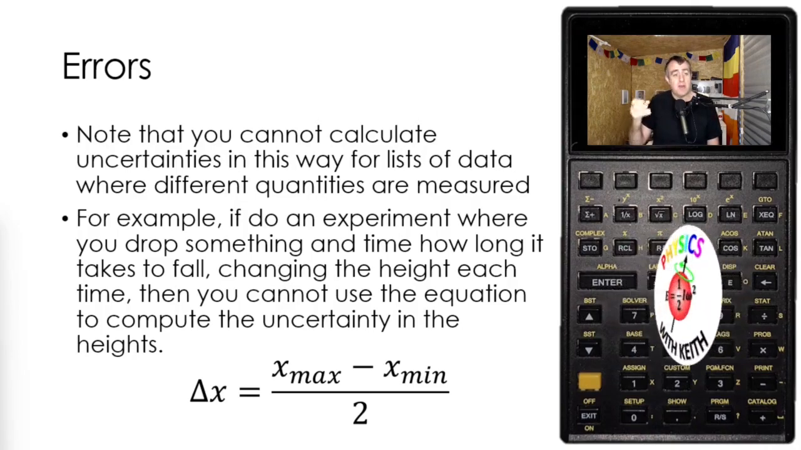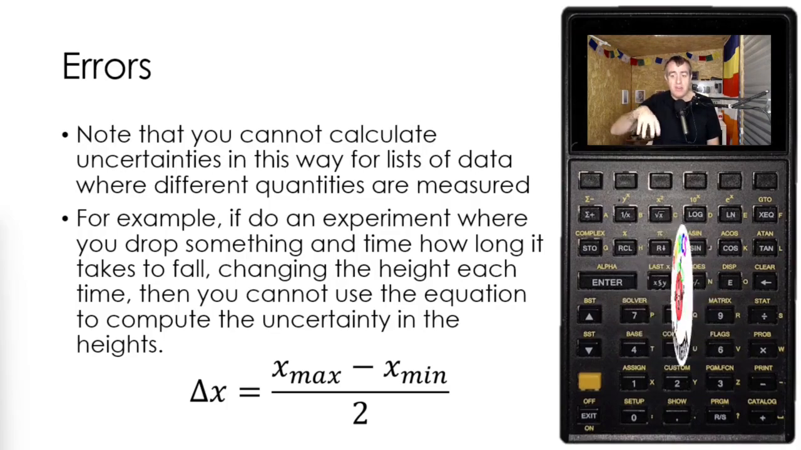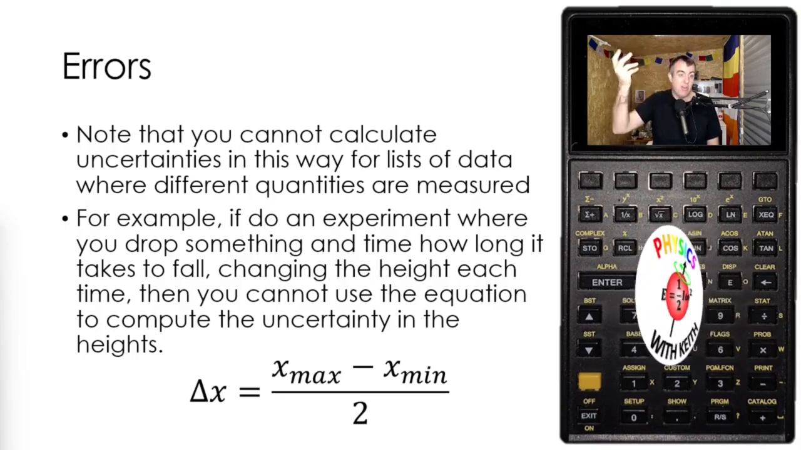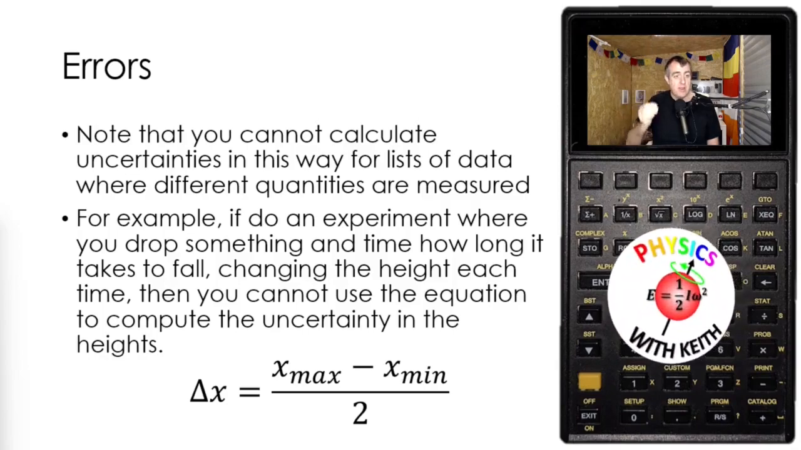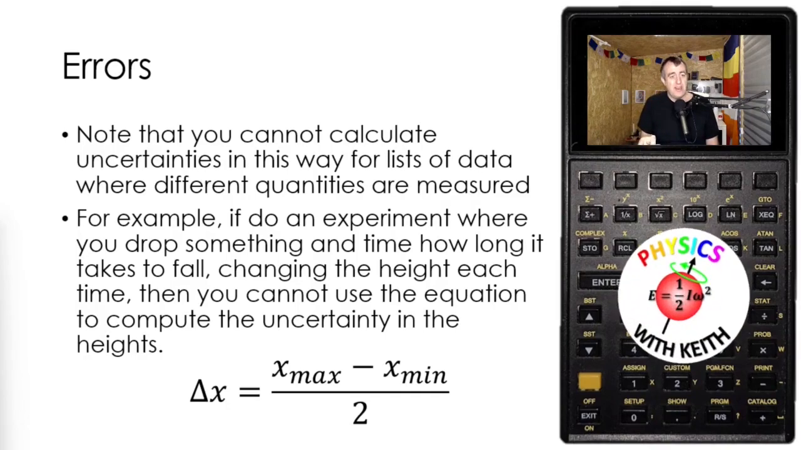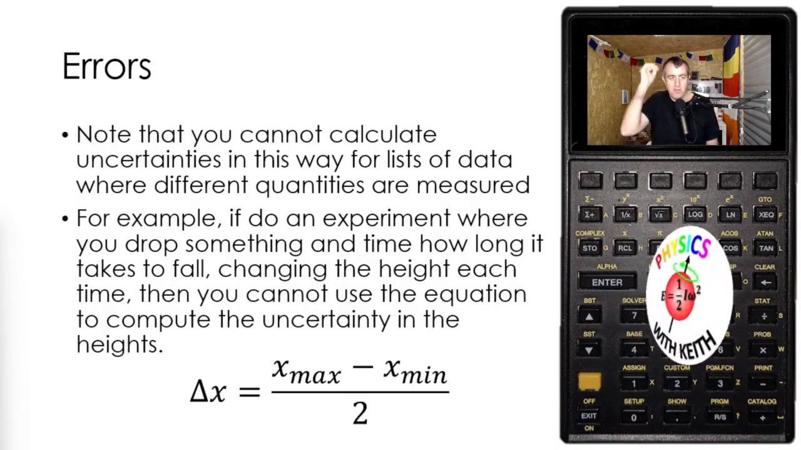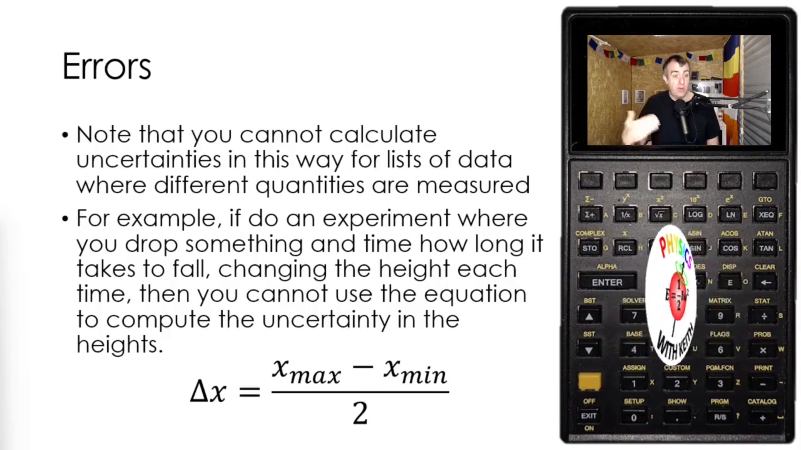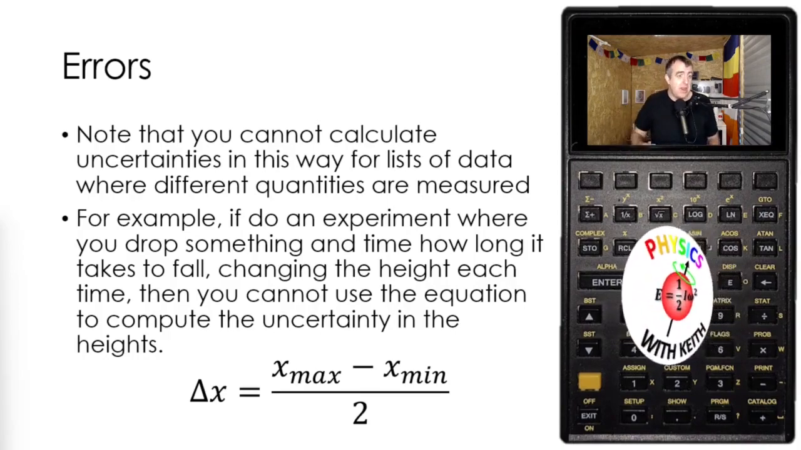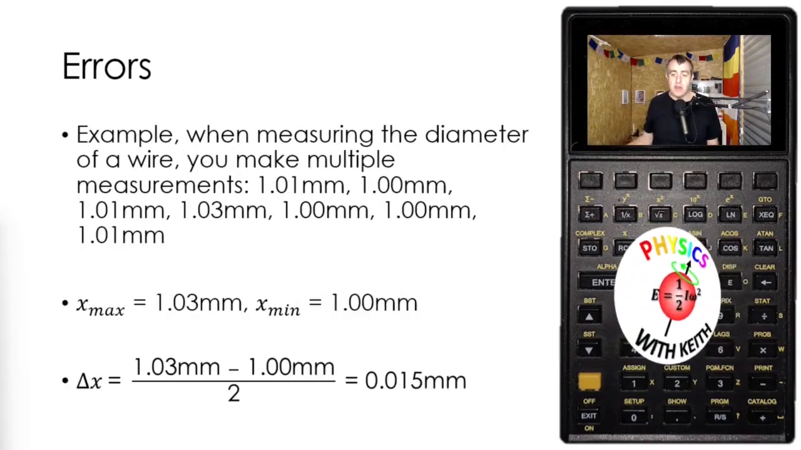On the other hand, if I'm doing an experiment where I'm dropping something, maybe I'm timing how long it takes to fall, and I'm dropping it from different heights each time, so I expect it to take more time to fall each time. On my table of results, I'm going to have a whole bunch of different heights, going up to higher heights. I can't use this on that list to get an uncertainty in the height. That wouldn't make any sense, to get the maximum height I dropped it from and the minimum height I dropped it from. That's not what this is about. This is about uncertainties for a particular measurement that you will have repeated. Hopefully you'll have repeated it, but it's one particular quantity that we are measuring.